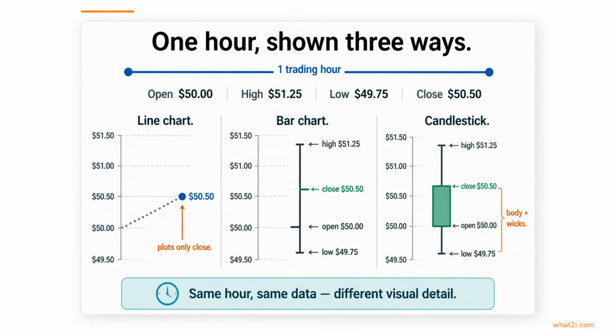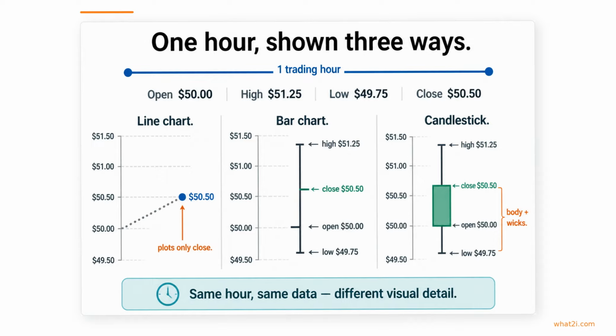Take one trading hour with an open at $50, a high at $51.25, a low at $49.75, and a close at $50. A line chart would usually show only the close, so you would see a single plotted value at $50 for that hour. A bar chart would show the full range from $49.75 to $51.25 with a left tick at $50 and a right tick at $50. A candlestick would show a body from $50 to $50 with wicks reaching up to $51.25 and down to $49.75.